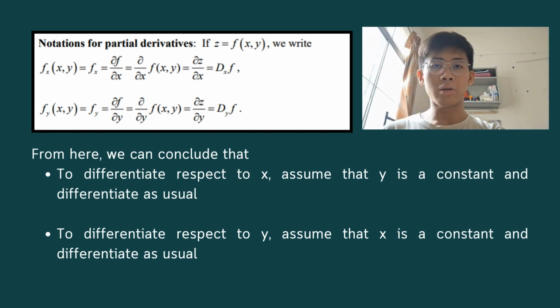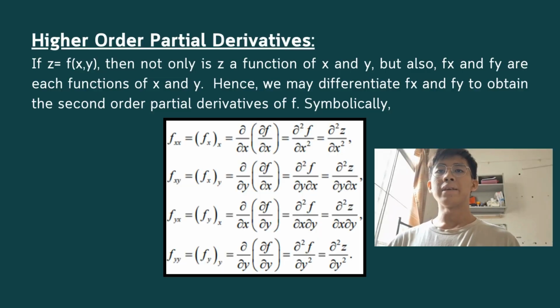From here, we can conclude that to differentiate with respect to x, assume that y is a constant and differentiate as usual. To differentiate with respect to y, assume that x is a constant and differentiate as usual. Higher order partial derivatives: if z equals f(x, y), then not only is z a function of x and y, but also fx and fy are each functions of x and y. Hence, we may differentiate fx and fy to obtain the second order partial derivatives.